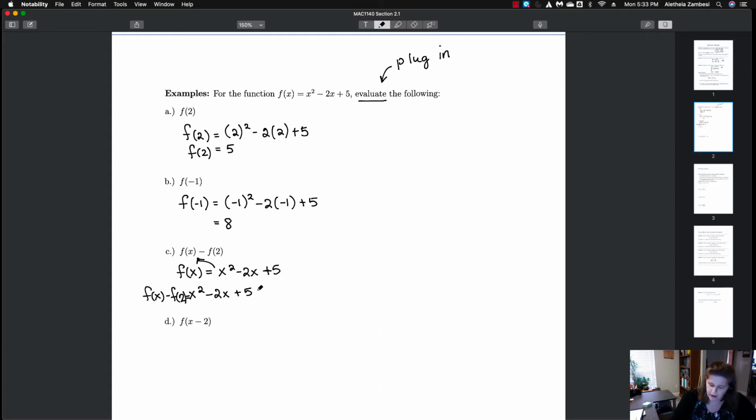If we had not already simplified f of 2, then we'd have to plug it in here. So f of 2 is equal to 2 squared minus 2 times 2 plus 5. We've already simplified that down to 5. So this is equal to x squared minus 2x plus 5 minus 5, which equals x squared minus 2x.